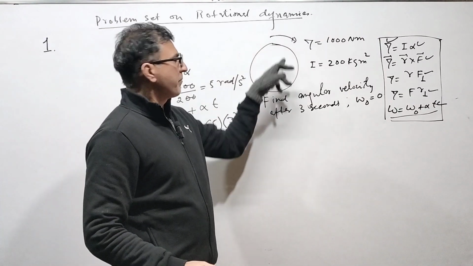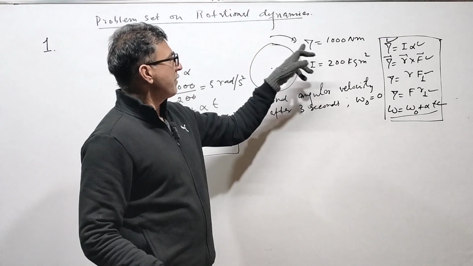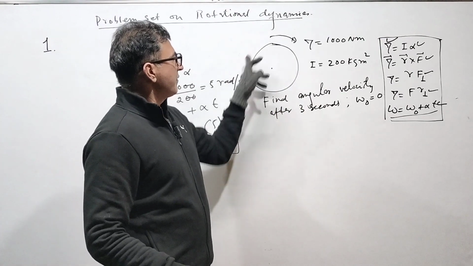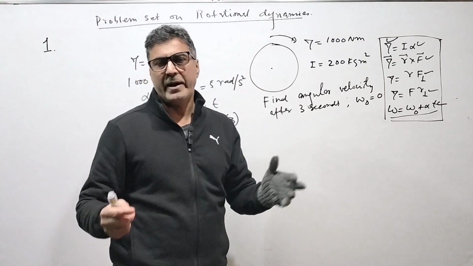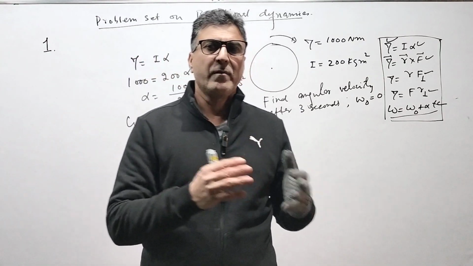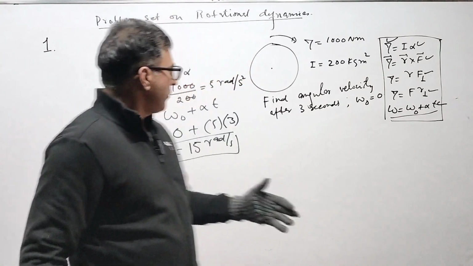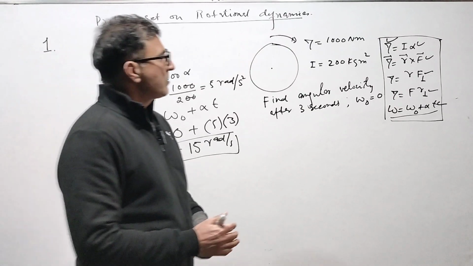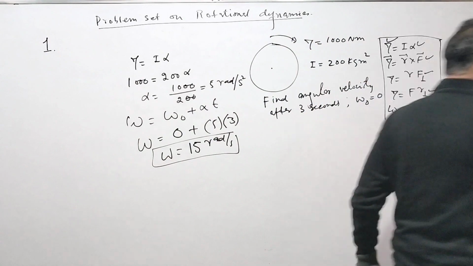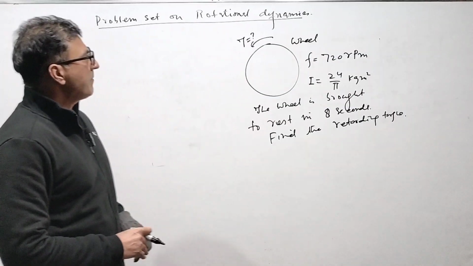Initially the rotation is 0, but you apply a torque and its rotation will increase. There will be angular acceleration alpha, and we want to find the final angular velocity after some time. So we have used this formula and this one, and we got the answer. So the second one. This is the second problem.